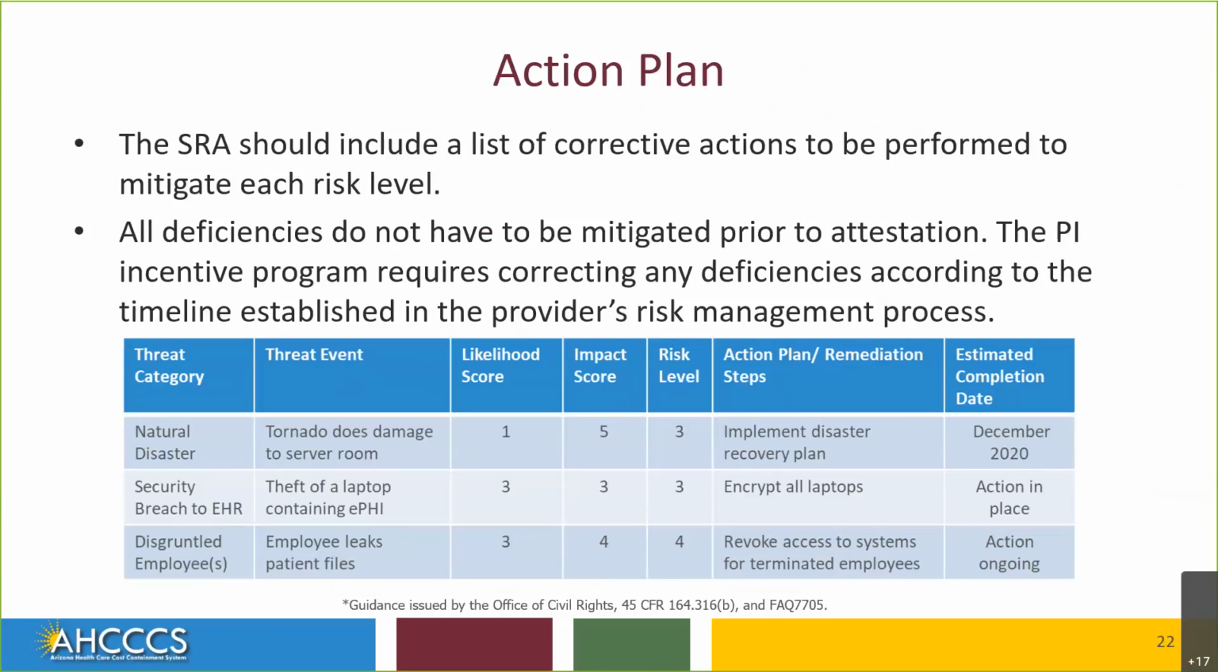The third example is that disgruntled employee. So that risk level is 4. So that's a medium or high risk at this point. In this example, the practice decides to revoke access to systems for terminated employees. That action is ongoing because as an employee is fired, they're going to do that. So you're explaining that this is a 4 because it could happen, but the practice is doing everything that they potentially can to stop that access to the systems for terminated employees.